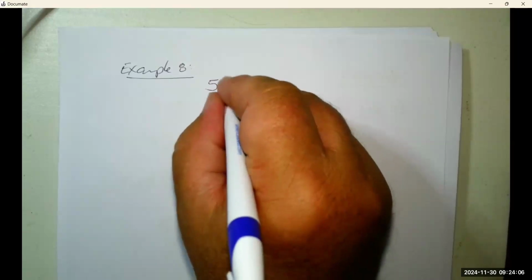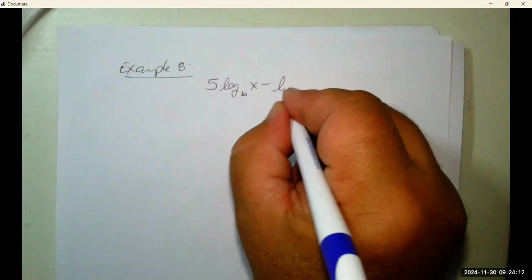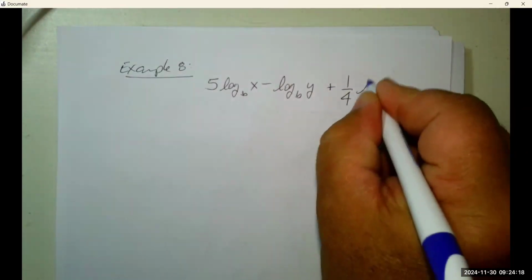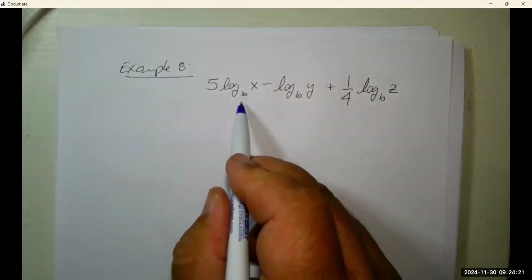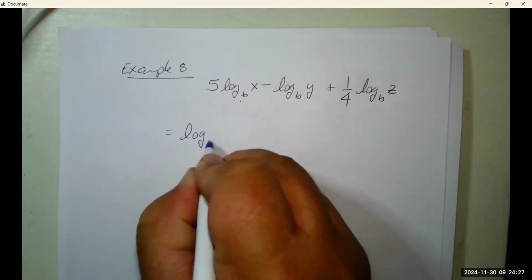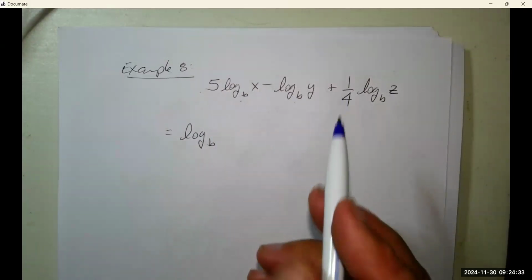All right, let's look at the next example. Example 8. We're given 5 log base B of X minus log base B of Y plus 1/4 log base B of Z. First check, they're all logs with the same base. So since they're all logs of the same base, we can do it this way. And notice we have coefficients.